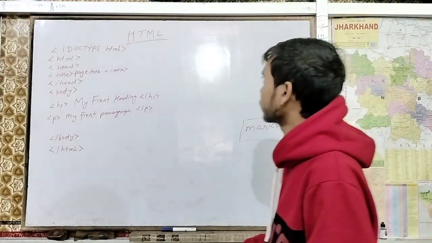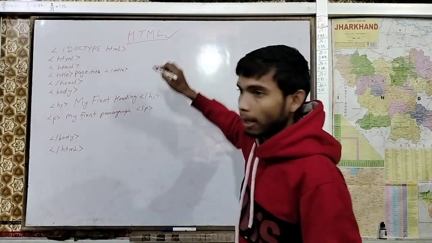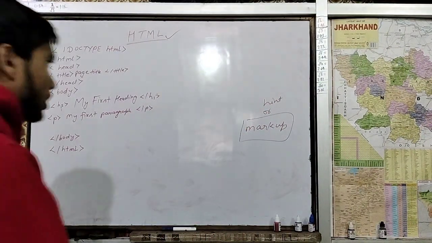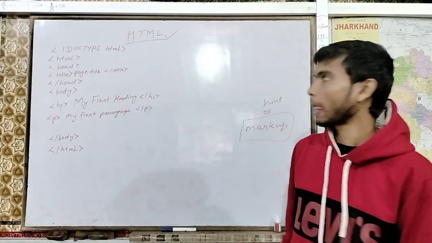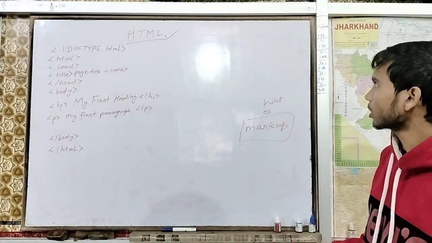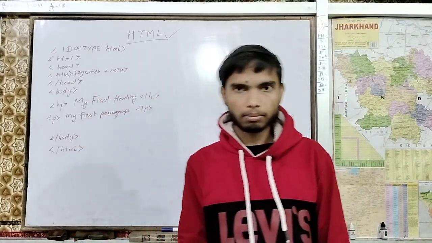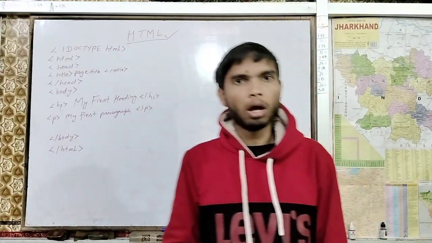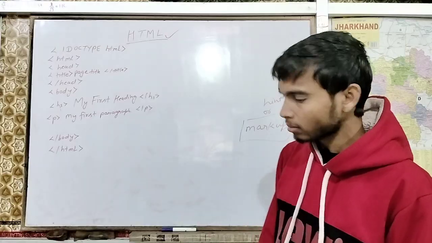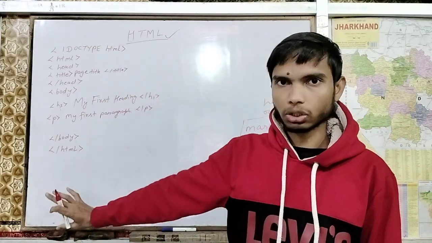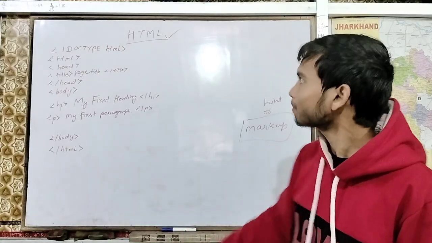So we have understood this HTML. Don't worry, in detail I will share all the information which is compulsory in this section. H means hyper, T means text, M means markup, L means language. Through this language, we create a structure for anything.